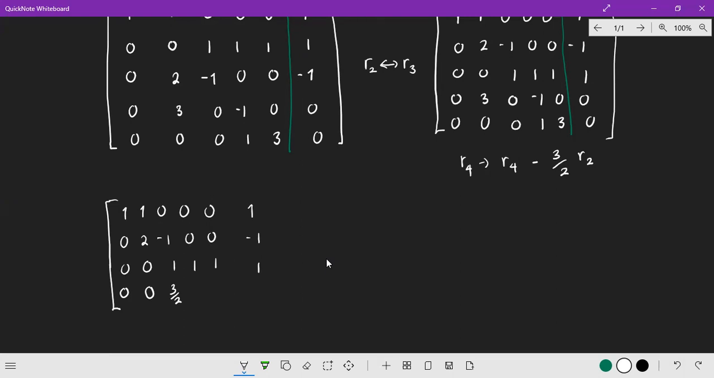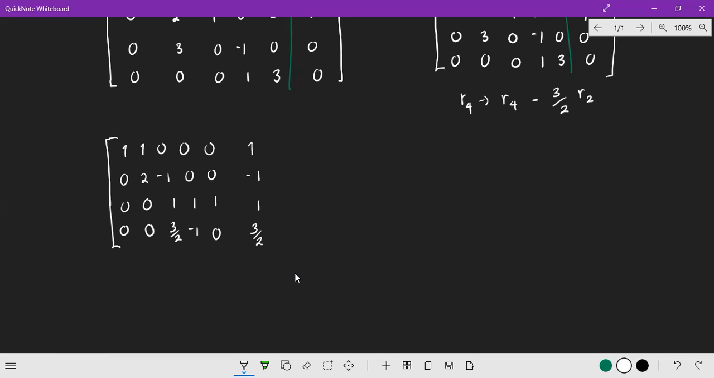Similarly here, negative 1 minus 3 over 2 times the element in row 2, which is 0. So we just end up with negative 1. So that negative 1 is to maintain. And then next you have 0, and then you have 0. I think everything is just 0 here. And then you have 0, here you have negative 1, that will be 3 over 2. So we are remaining with one more.